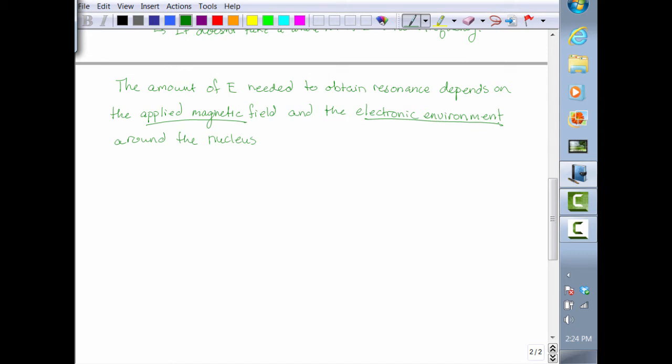Our applied magnetic field for our experiments doesn't change. So the one thing that does change and is going to give you the different positions of the peaks is the electronic environment around that nucleus. So when I say electronic environment, I mean the amount of electron density, mostly. So the amount of electron density really matters. So that's the first thing we're going to focus on.